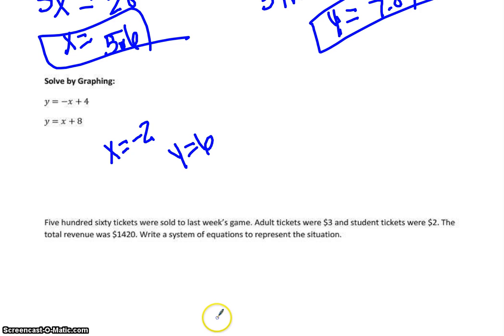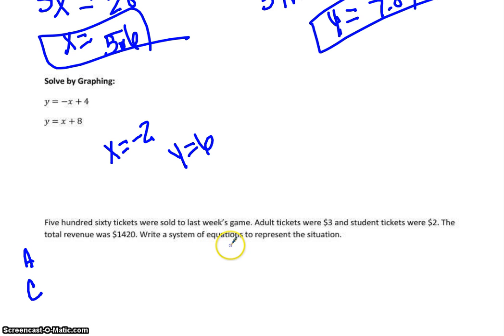560 tickets were sold to last week's game. Adult tickets were $3 and student tickets were $2. Total revenue was $14.20. What are the two things you're talking about? Adult, and I'm going to call it C, child for students.